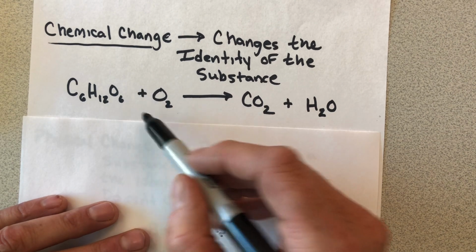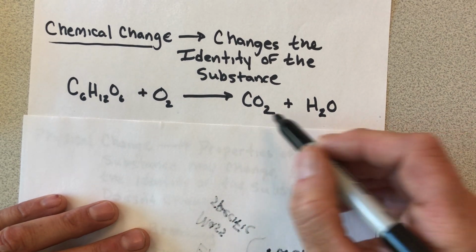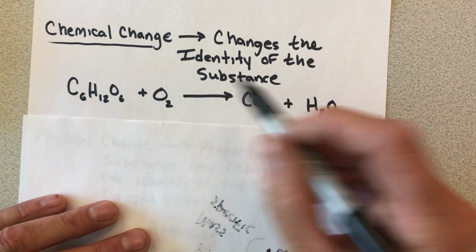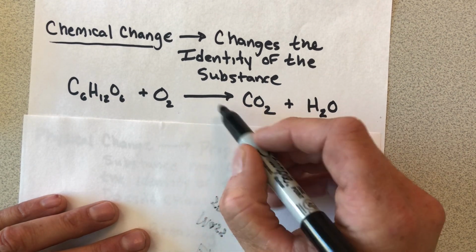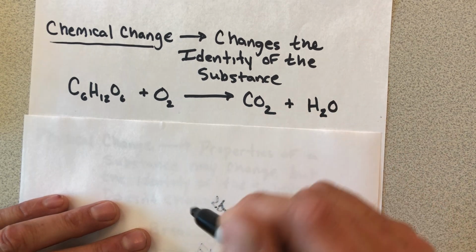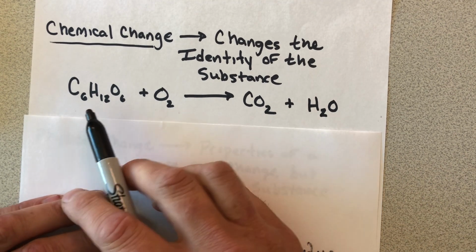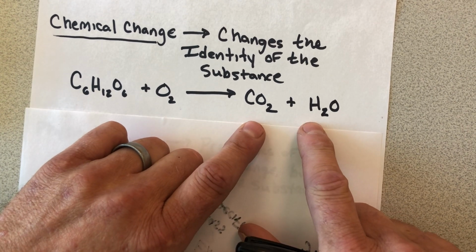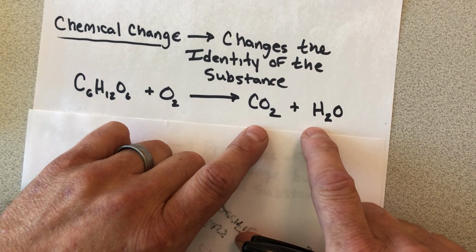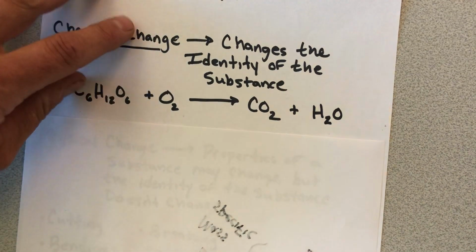But as a result of this reaction, we actually form two new substances that are completely different than what we started with over here. This arrow represents just a chemical reaction taking place. And you can see that the identity of these things over here on the left is totally different than the identity of these things on the right. And that's an indication of a chemical change.